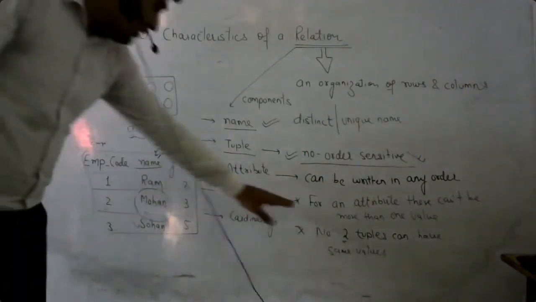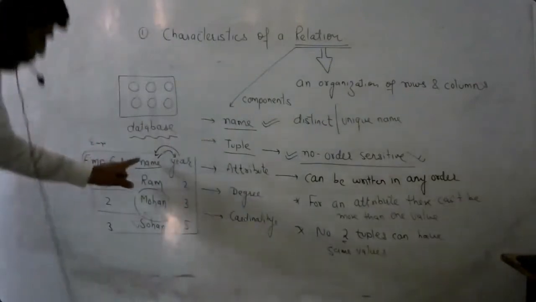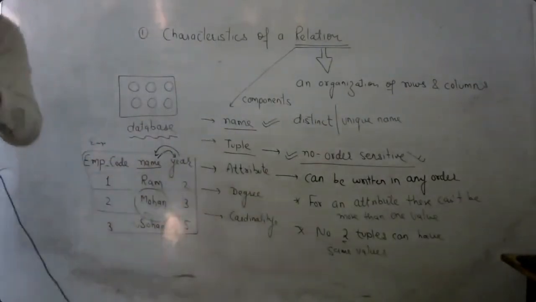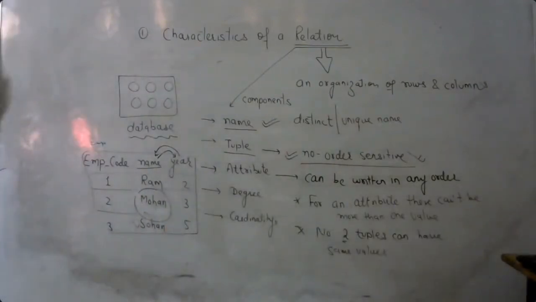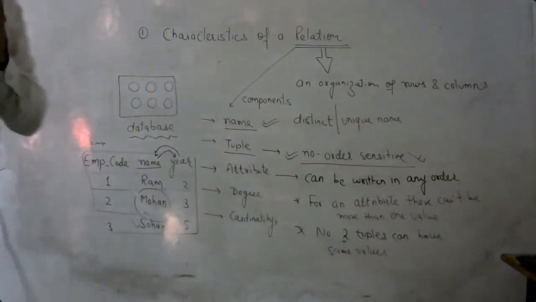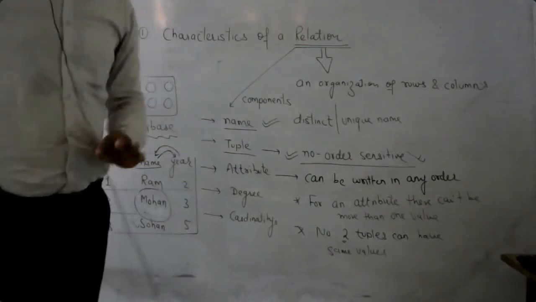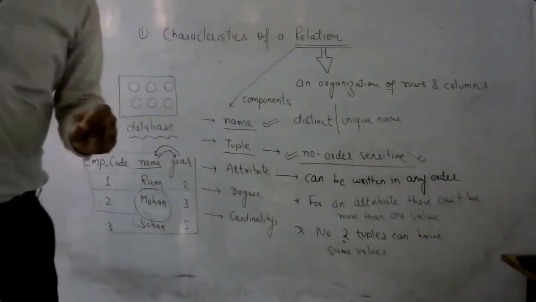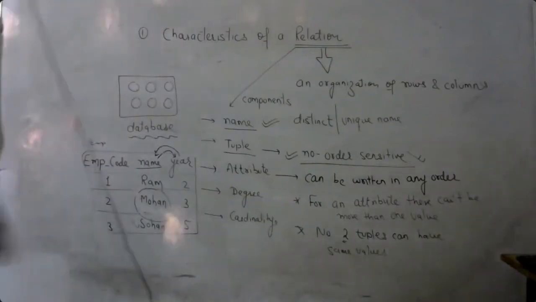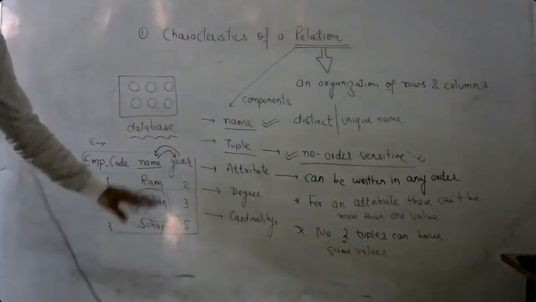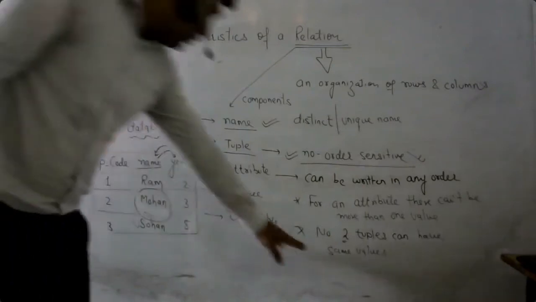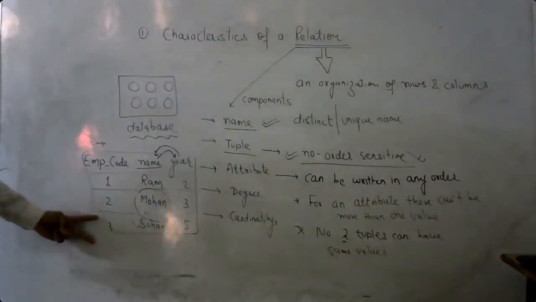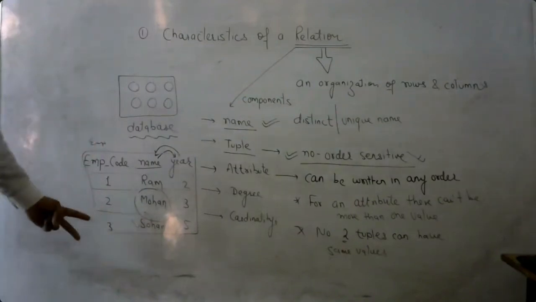Okay. Next point, for a particular attribute there must be only one value, not more than one value. You might not have seen anywhere in your life a relation or table that has more than one value for an attribute. If there is, please remove it. It's wrong. So the fifth characteristic is that no two tuples in a relation can have the same value.